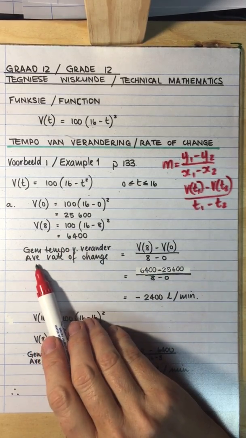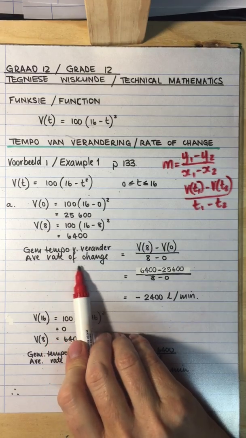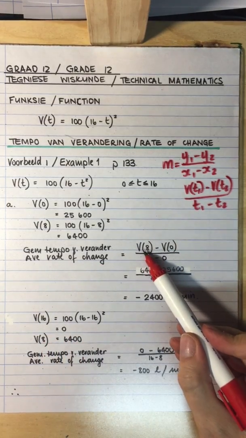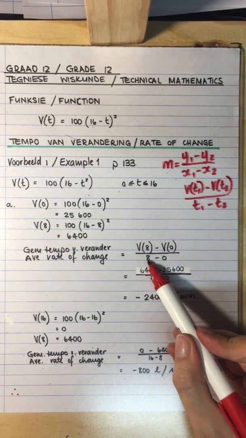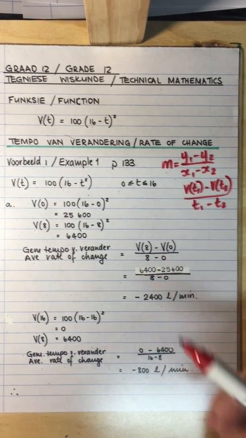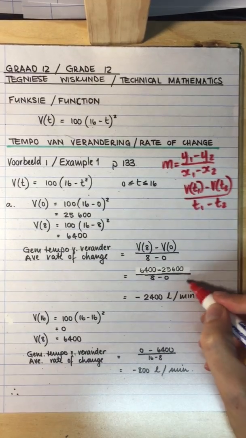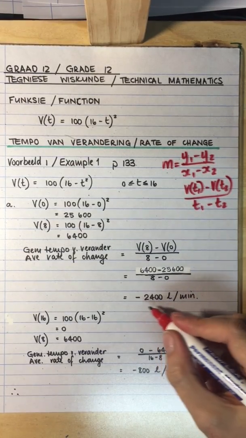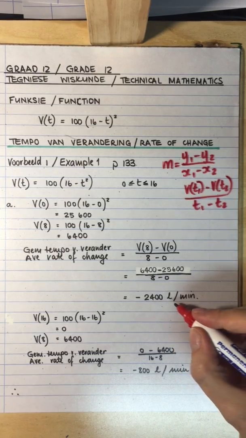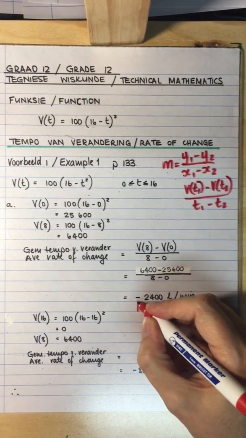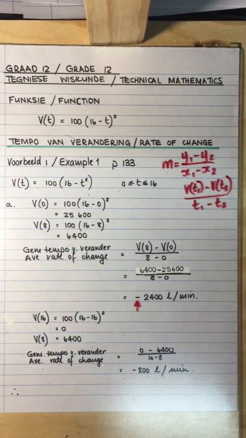Now we will calculate the average rate of change. The volume at 8 minus the volume at 0 divided by 8 minutes minus 0 minutes. Substitute the values, and the rate of change is negative 2,400 liters per minute. The negative is showing us that the tank is becoming more empty, the volume is decreasing.